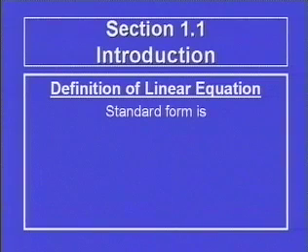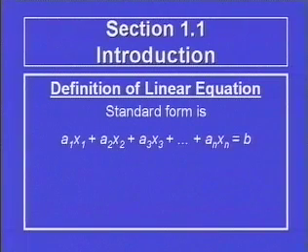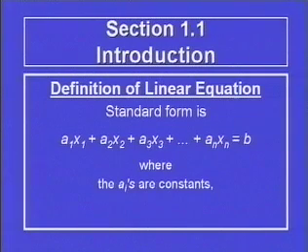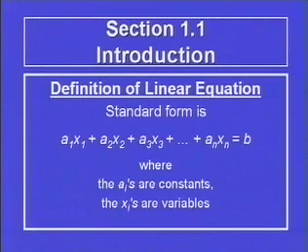The standard form of a linear equation is a1x1 plus a2x2 plus a3x3 plus however many variables we have up to anxn is equal to b. In this, the a sub i's are constants. They're coefficients, just like we're used to seeing. The x sub i's are variables, and the b is a constant. Perhaps you're used to seeing x, y, and z instead of x1, x2, x3. The subscripts just give us a little more flexibility, so we're not tied to the alphabet so much. The b on the right is the constant. It can be any number.